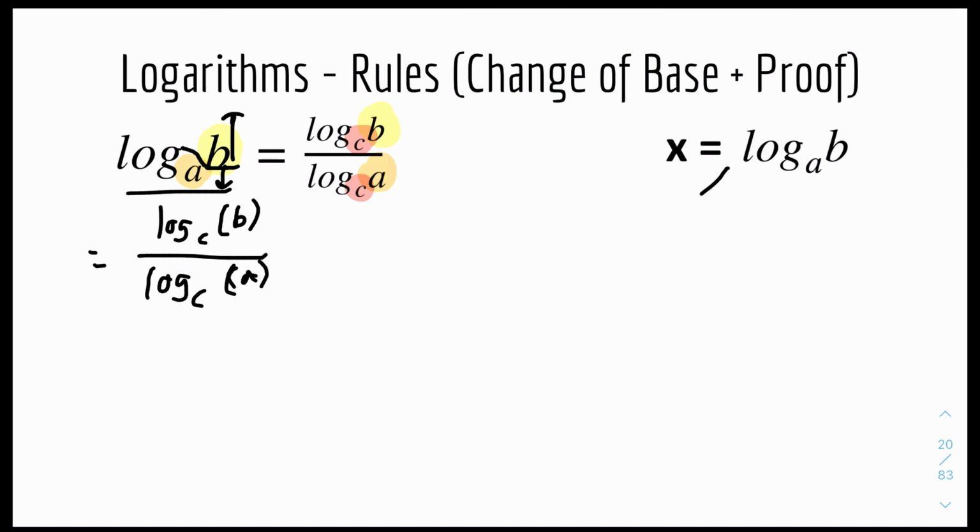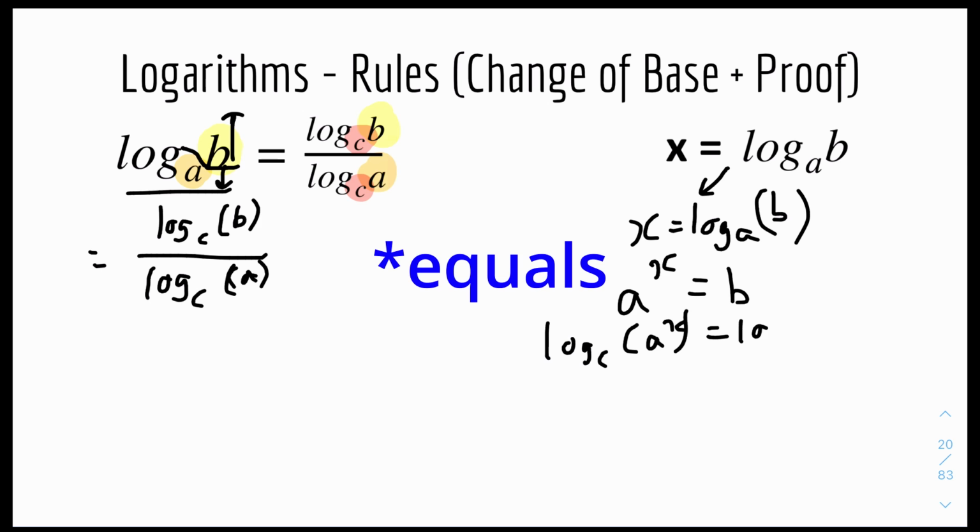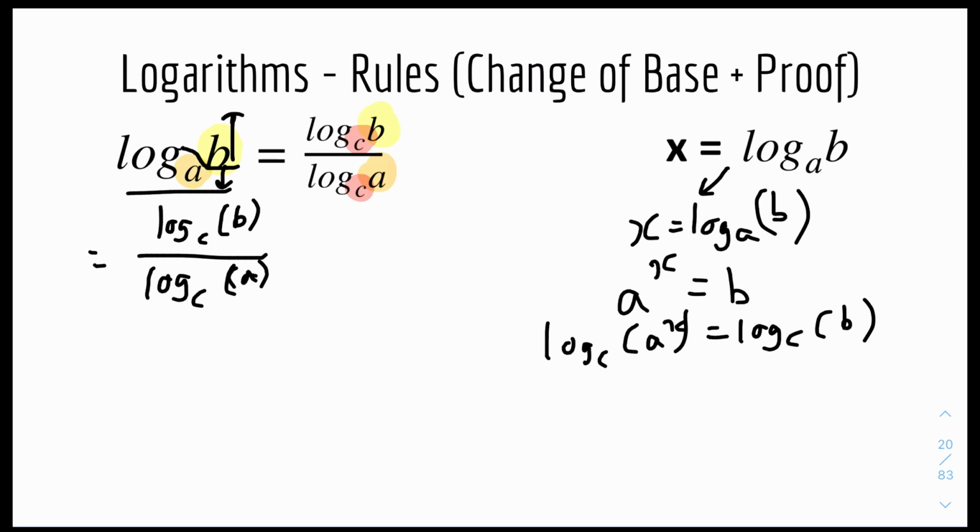And here's a proof for the change of base formula. So we're going to set x equals log base a of b. And we know that this is equal to a to the power of x equals b because that's how logarithm works. So let's take the log of both sides. We're going to set a new log base. So let's stick to c. So we're going to do log base c of a to the power of x, equals log base c of b.